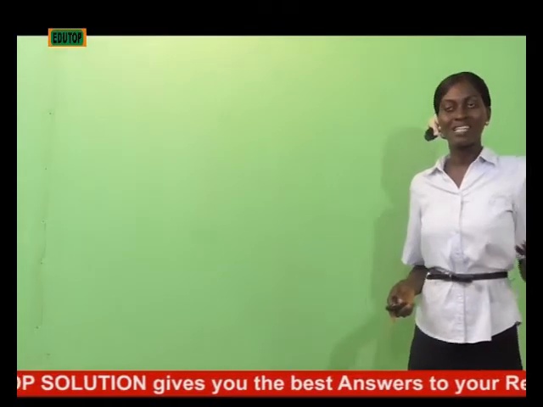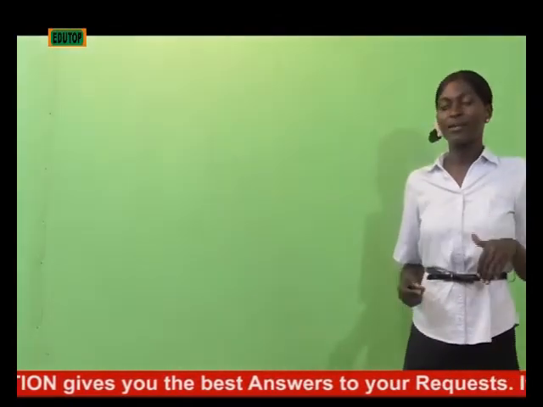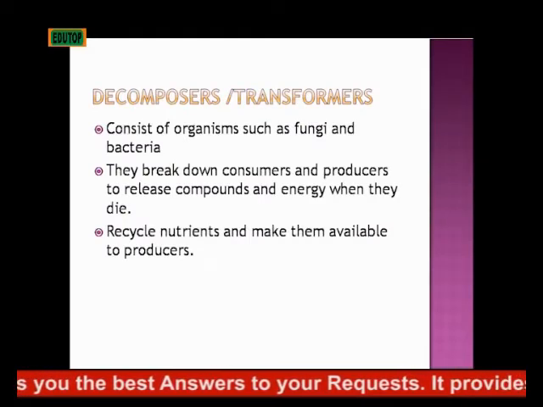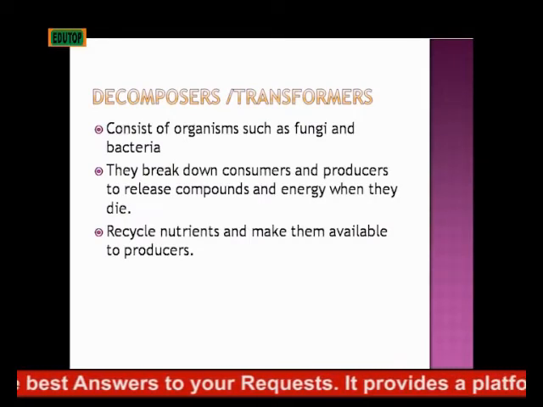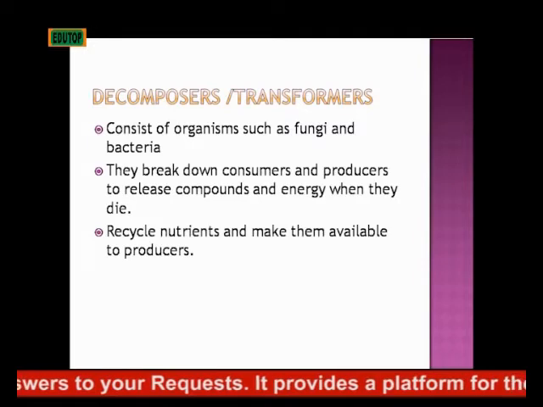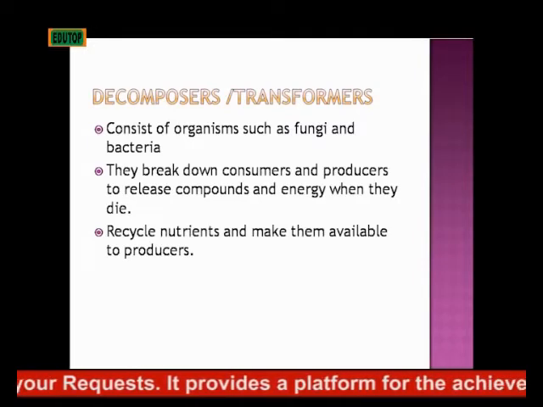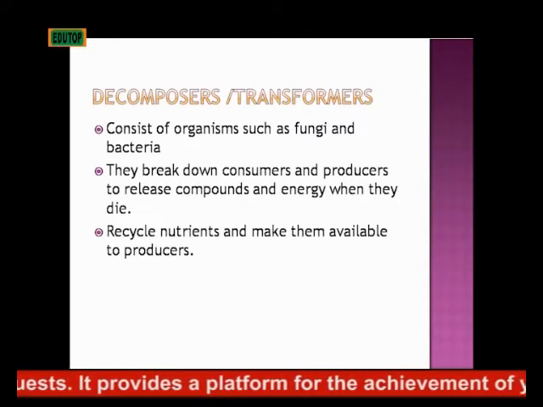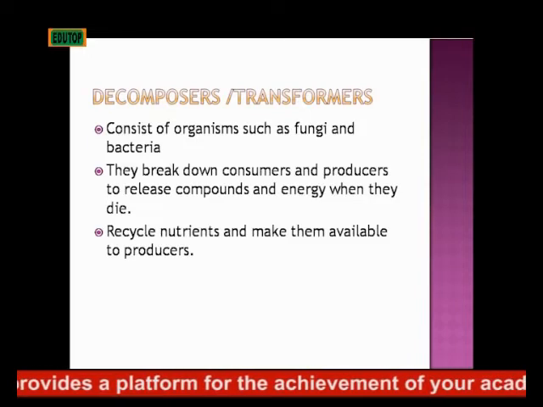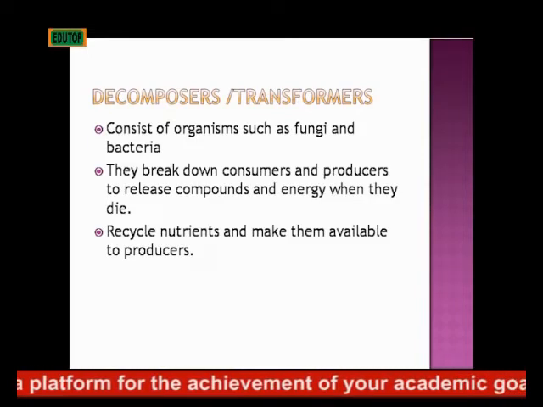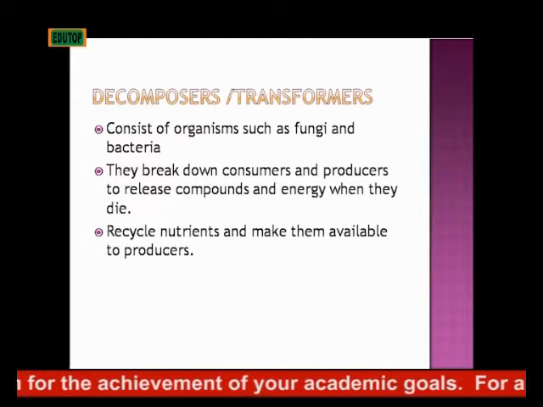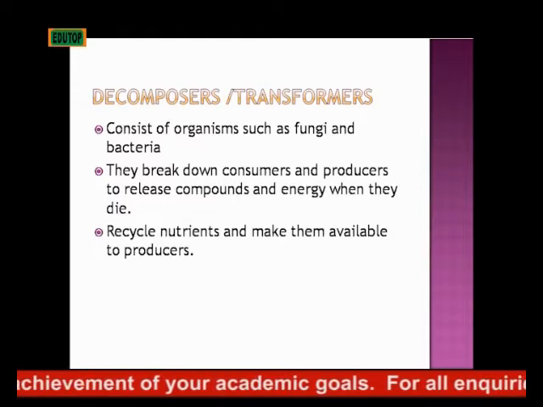They are the secondary carnivores that eat the primary carnivores. Then we have the decomposers and transformers. That's the last level. They consist of organisms such as the fungi and the bacteria, and they break down consumers and producers to release compounds. They decay the consumers and the producers. They work on dead plants and animals.